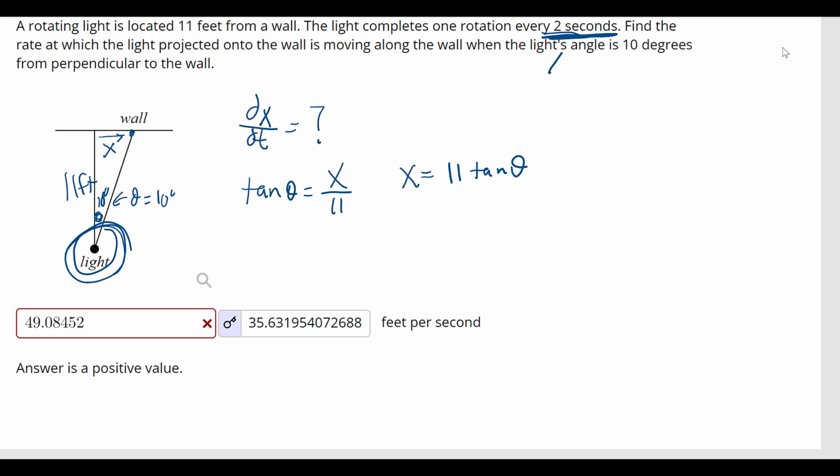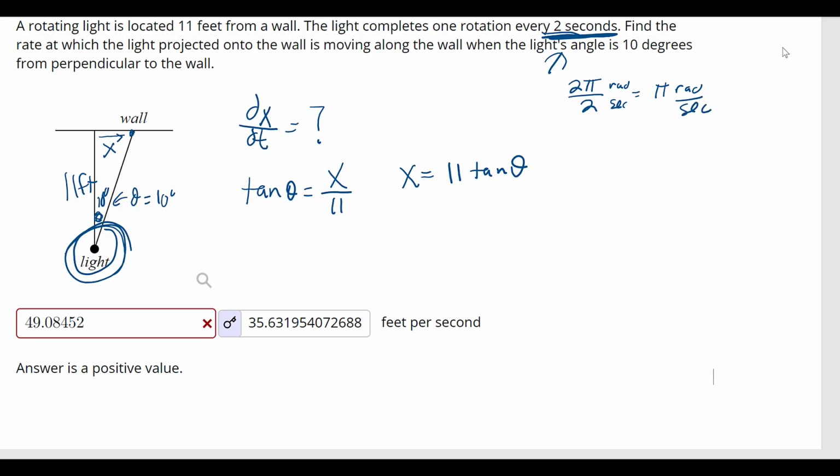This part here is important. The one complete rotation every 2 seconds. That means one rotation is 2 pi, and we do it in 2 seconds. So this is in radians, and this is in seconds. So that reduces to be pi radians per second.